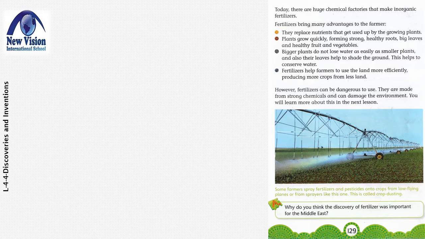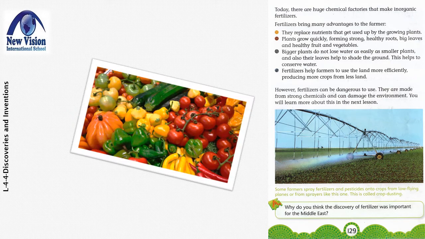Good. Okay. Today, there are huge chemical factories that make inorganic fertilizers. Fertilizers bring many advantages to the farmer. They replace nutrients that get used up by the growing plants. Plants grow quickly, forming strong, healthy roots, big leaves and healthy fruit and vegetables.